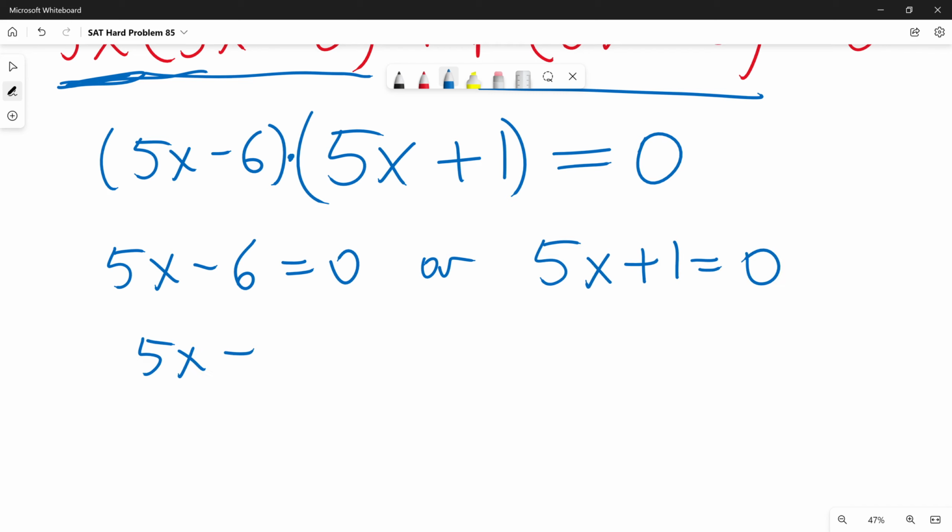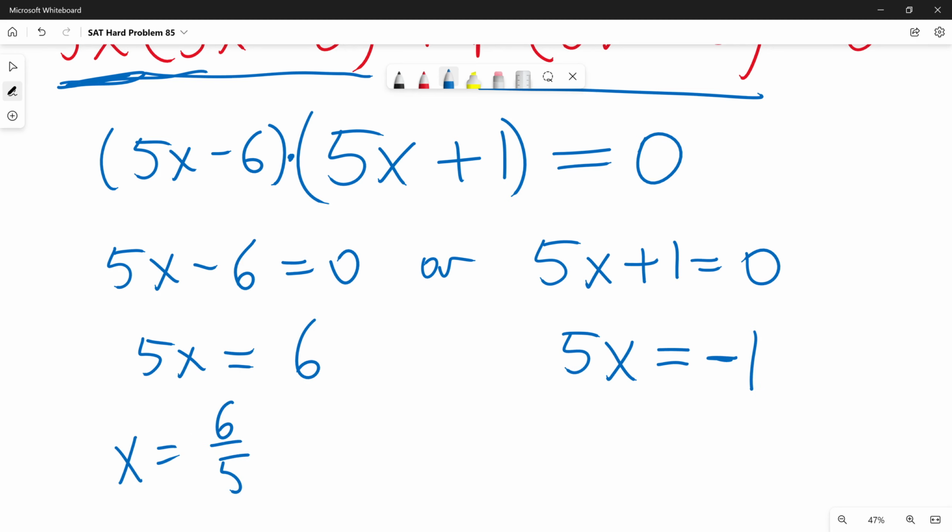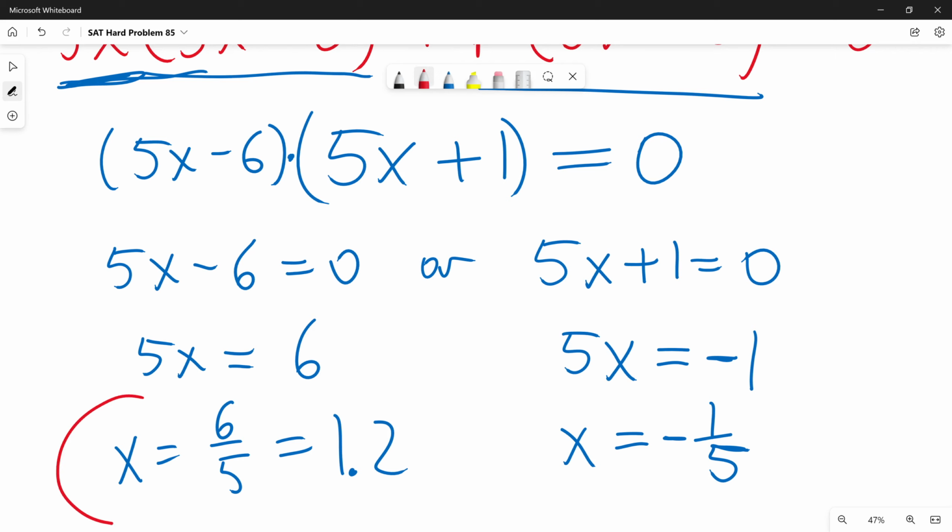So the first equation: 5x equals 6. Second equation: 5x equals negative 1. So x equals 6/5, I can write it as 1.2, or x equals negative 1/5. My number was positive. So if my number is positive, the answer for this problem is here. x is 1.2.